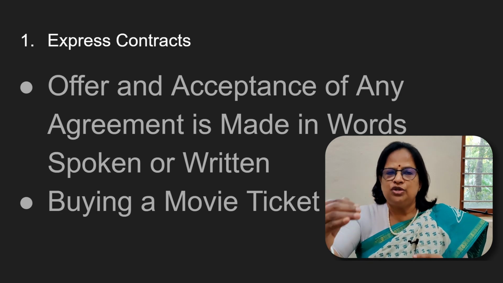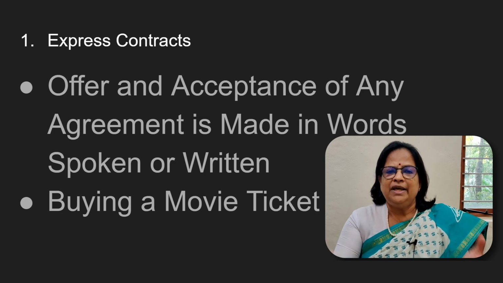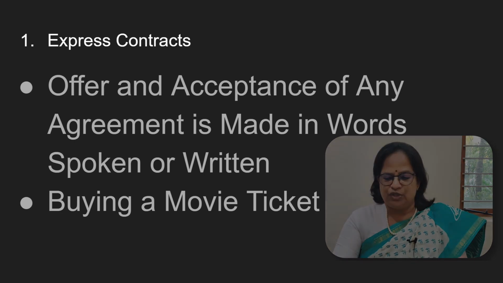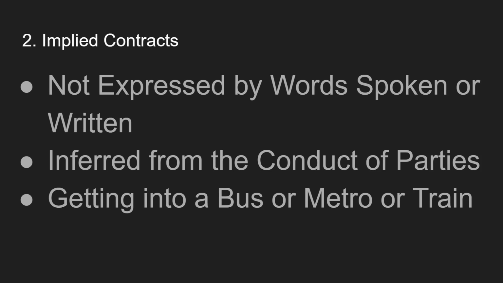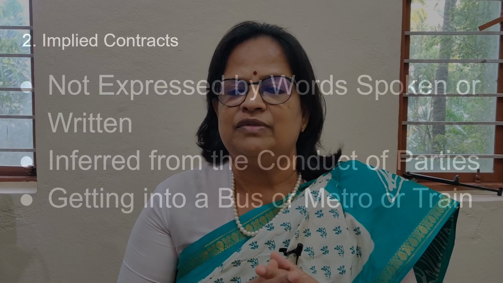So here you go to a movie theater, then you are buying a movie ticket. You want to buy the ticket, you pay that money and immediately you are getting it. It's an express contract. Implied contract means not expressed by word spoken or written. So here you have to remember it's understood from the behavior of the parties or the conduct of the parties.